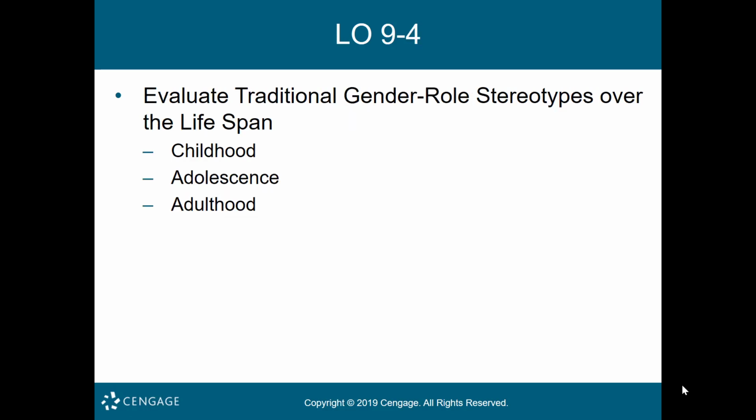Learning objective 4 is to evaluate traditional gender role stereotypes over the lifespan. So from the moment they're born, boys and girls are treated very differently. Girls are wrapped in pink blankets and parents are told that they now have a beautiful little girl. Boys, on the other hand, are wrapped in blue blankets and parents are told that they now are proud parents of a bouncing baby boy.